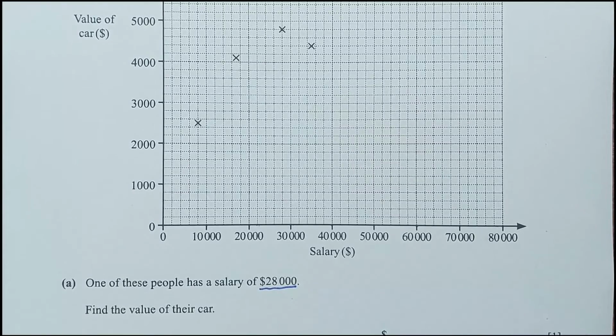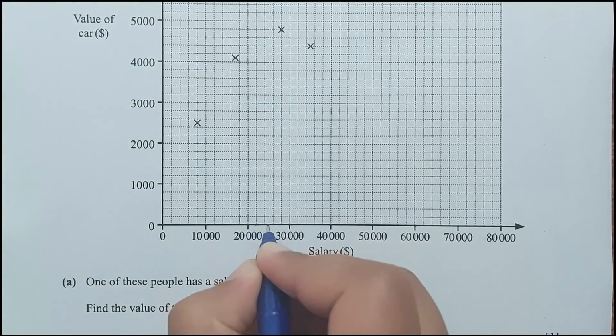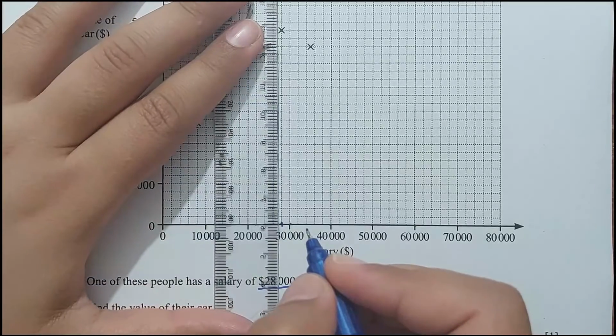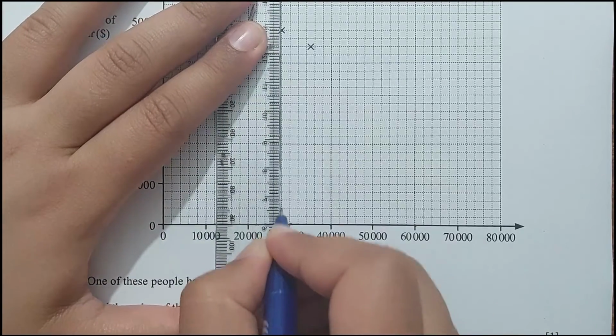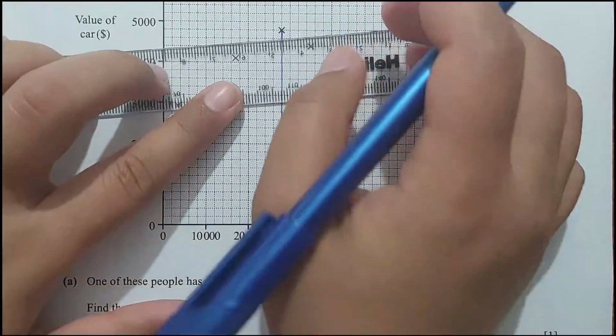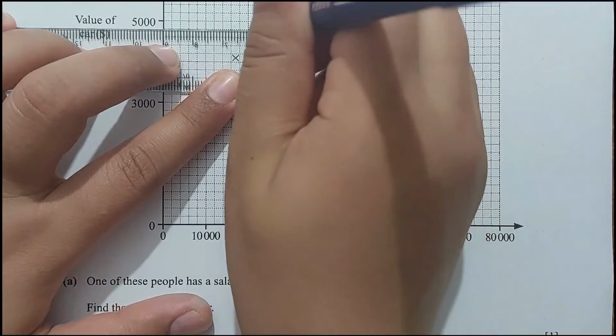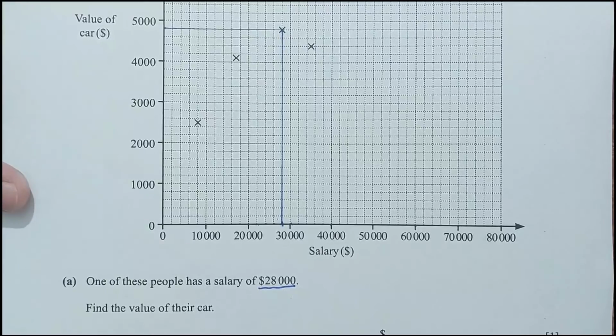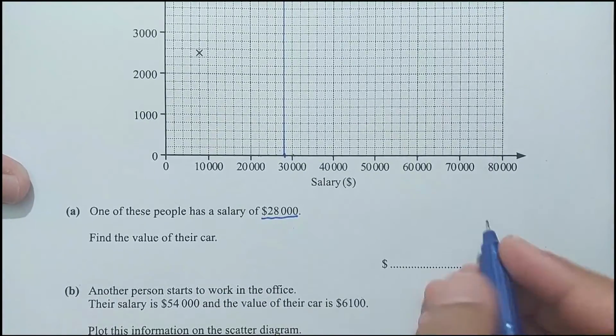Okay, let me find out the value of their car. Where is 28? 1, 2, 3, 4, and 5. So here is 28. Yes, the value of their car is $4,800, right?